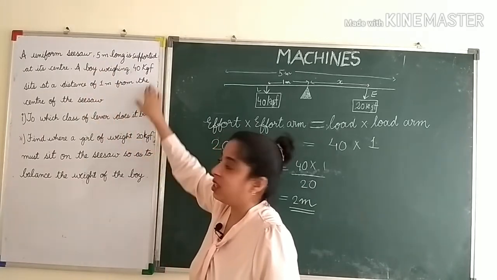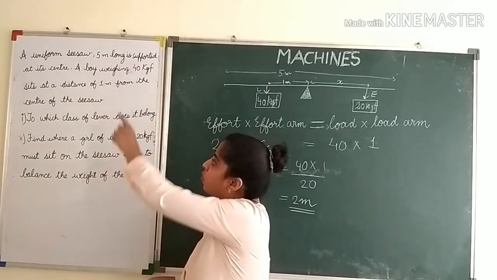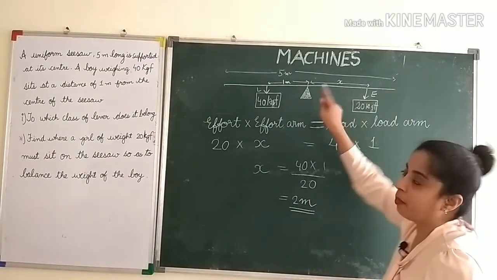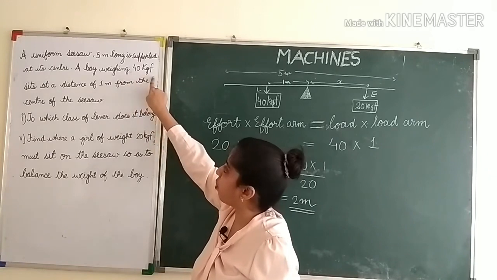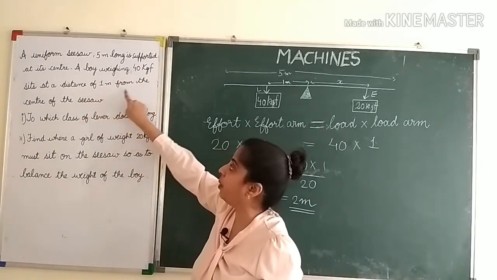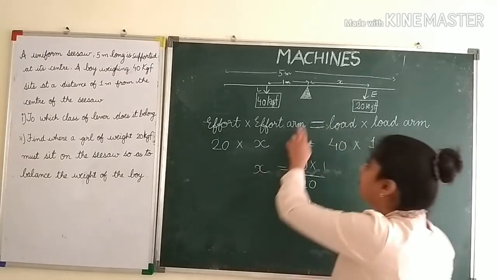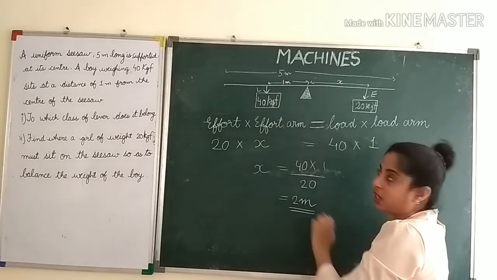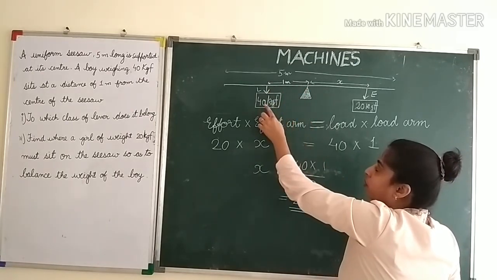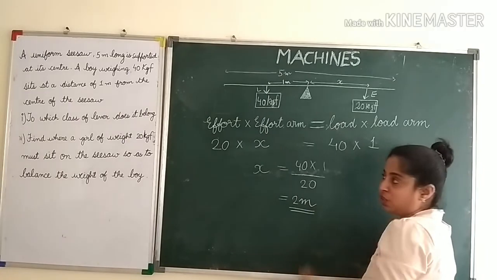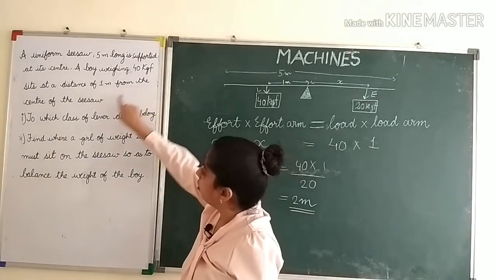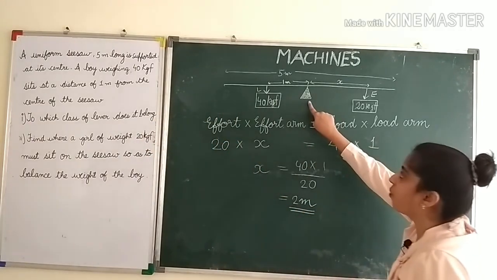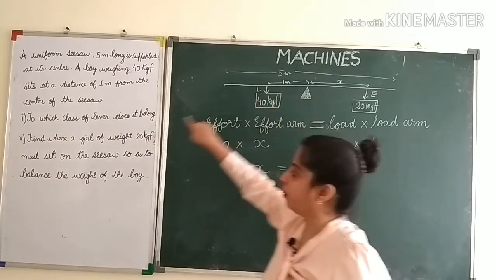First of all, by the given information, we'll draw the diagram. So a uniform seesaw 5 meter long. We will draw a uniform seesaw which is 5 meter long. Then a boy weighing 40 kgf sits at the distance of 1 meter from the center. So center will be fulcrum. From here he will sit at 1 meter from the center. So we will mark 1 meter from there and we will mark the load as 40 kgf. Now, to which class of lever does it belong? Question 1. So we know that since fulcrum is in between, it is class 1 lever.